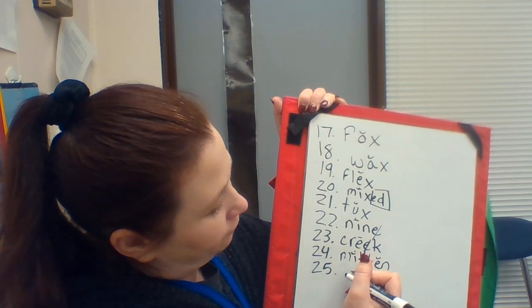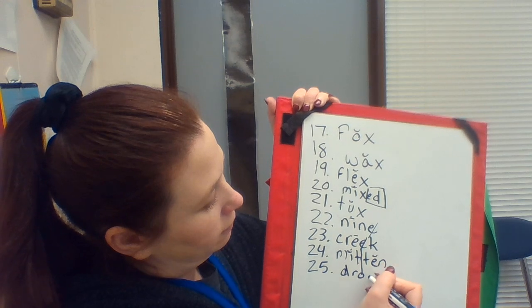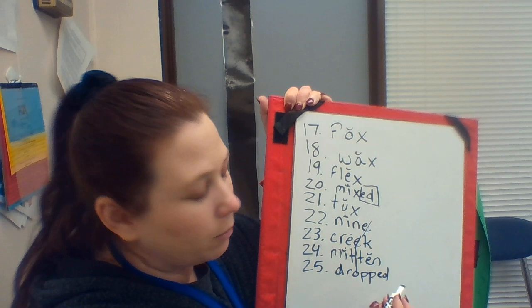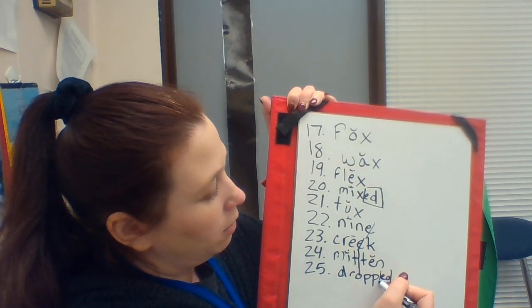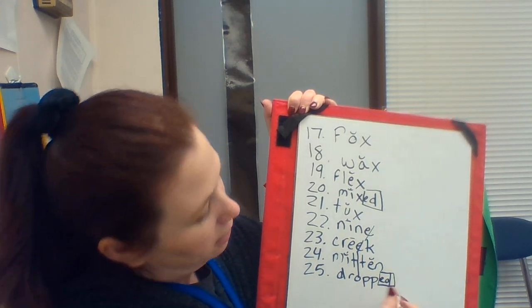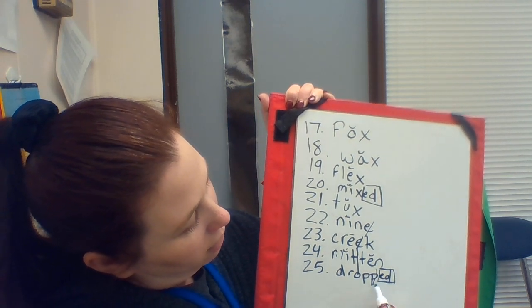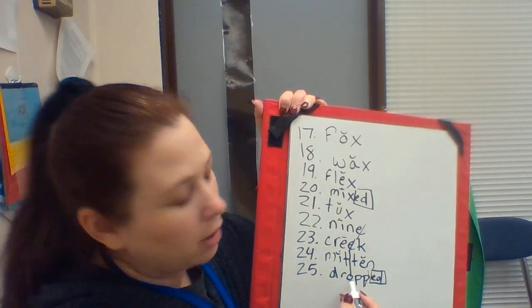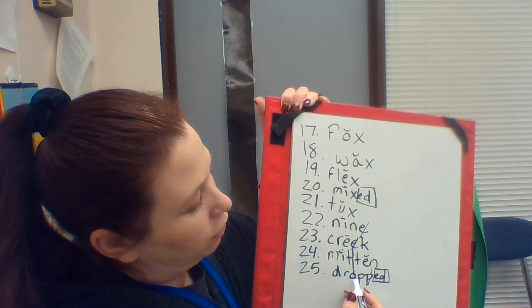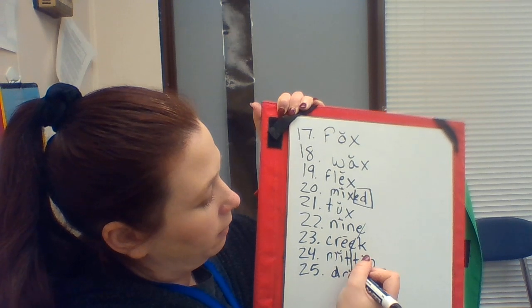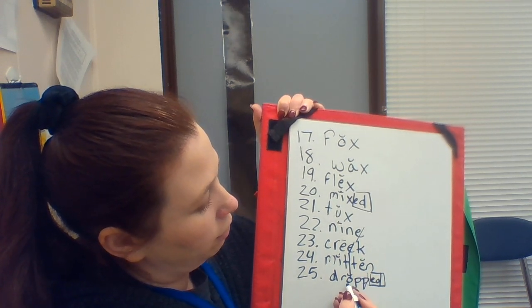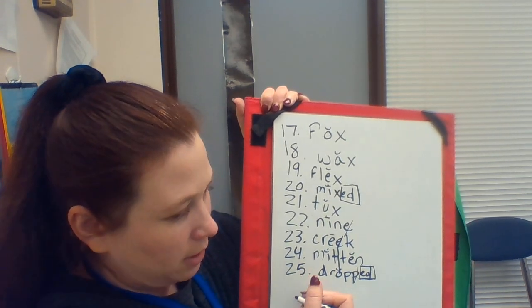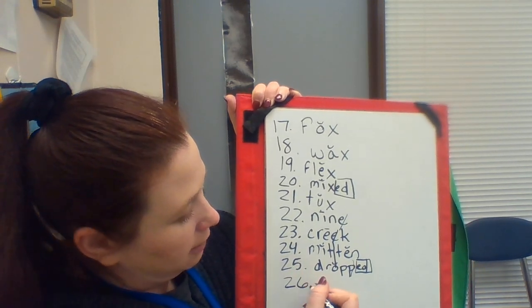Number 25. What do we see here? We have a suffix. We're going to box that out. And we can cross out our P. Then we're just going to look at D-R-O-P. We have just the short vowel there, so it's a breve on top of our O. We're going to sound out dropped. Dropped. Good job.